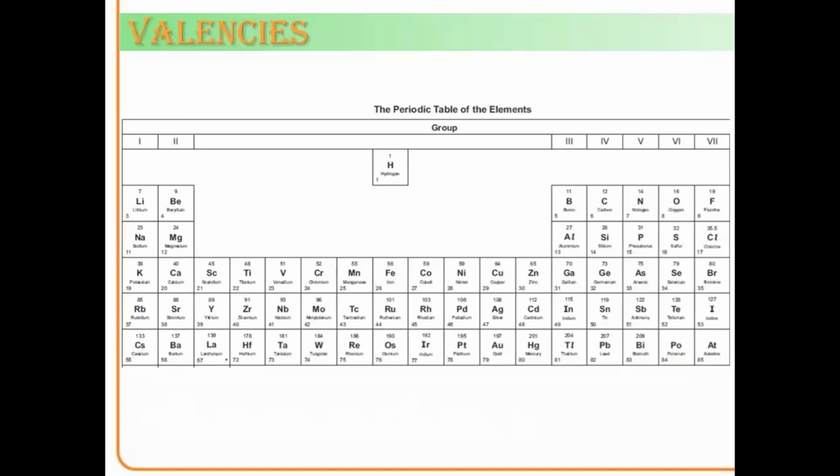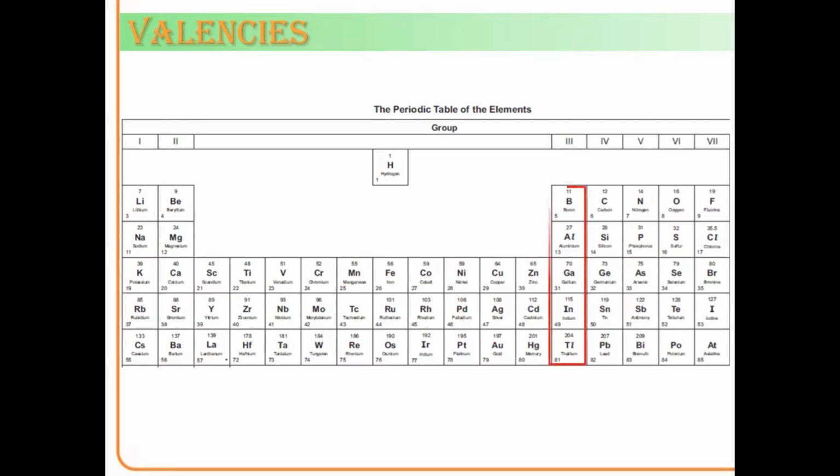So using the periodic table to find valencies, we just start with group 1. All these elements in group 1 have a valency of 1. This simply means that they lose 1 electron to get a full outer shell. We go to group 2. The elements in group 2, all of them have a valency of 2. Again, these ones are losing 2 electrons to get a full outer shell.